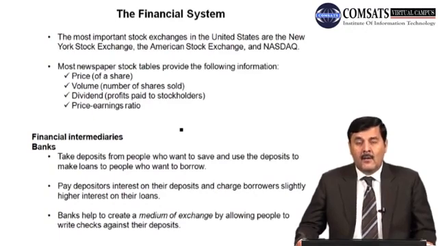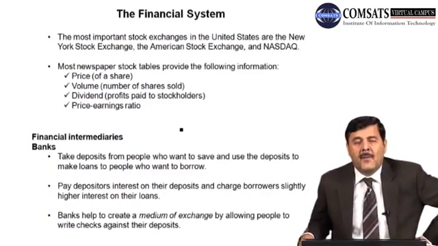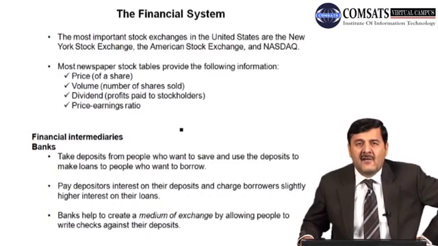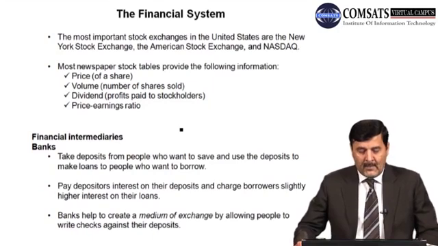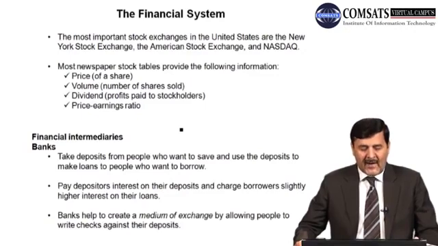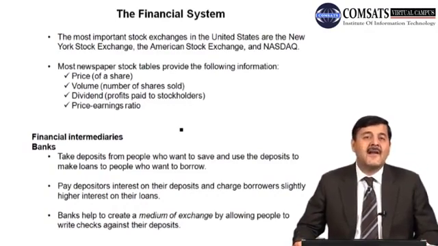Now they pay depositors interest on their deposits, and so the bank pays interest to the persons who save money and deposit that money in the banks, and charges an interest rate a bit higher than what they pay to the depositors from the borrowers when they give them money as a loan. Banks help to create a medium of exchange by allowing people to write checks against their deposits. So you can make transactions, you can make sales and purchases through banks by writing checks, right?